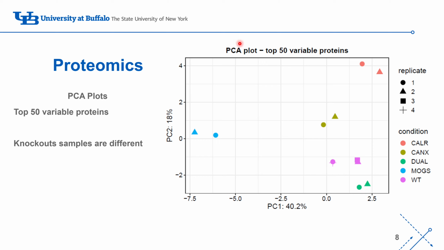For preparing this PCA plot, we used the top 50 variable proteins, with normalization, considering the samples were prepared on different days and belong to different batches. Simultaneously, we also get the information that each knockout behaves in a different manner compared to the wild type and also compared to each other.